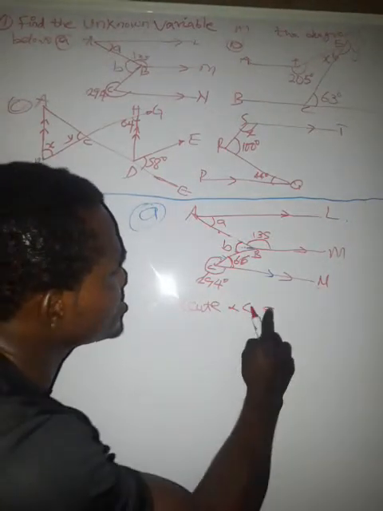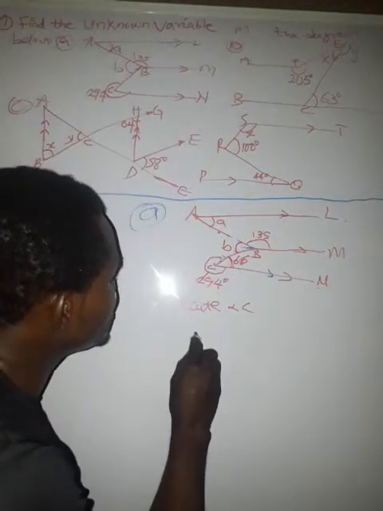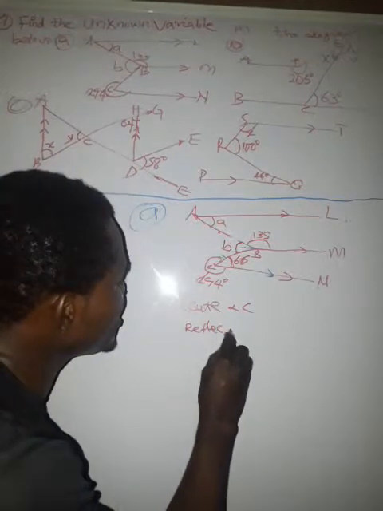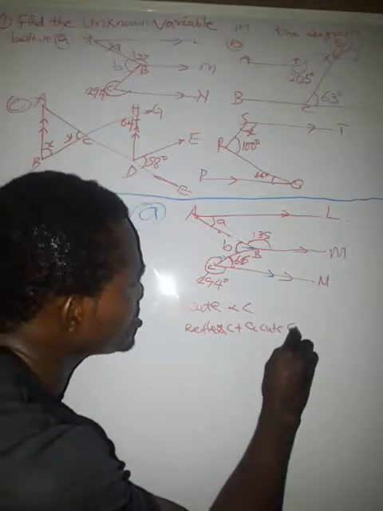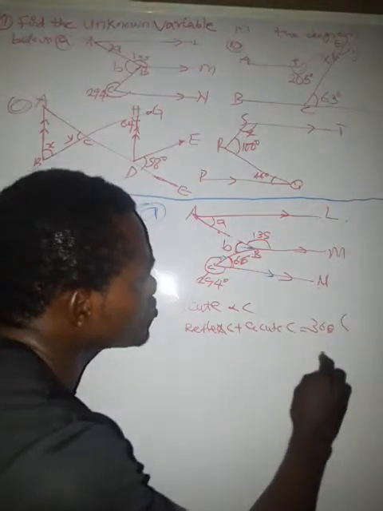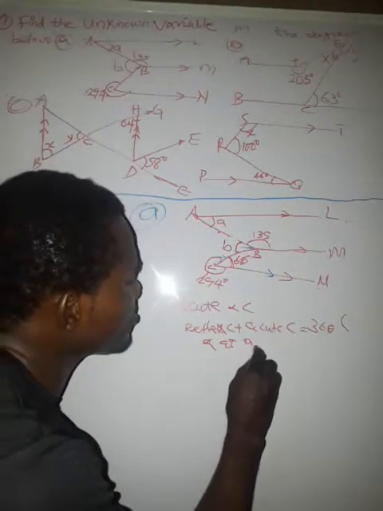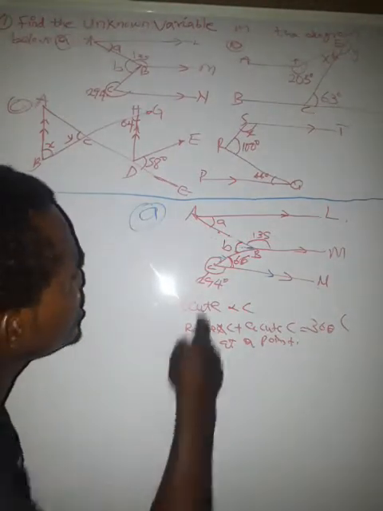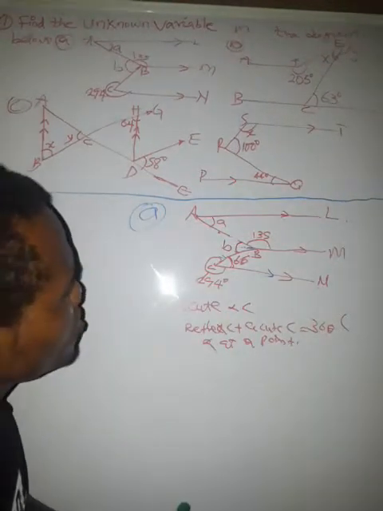So that is the acute angle at C. I'm saying the reflex C plus acute C equals 360. This is what we call angle at a point. That is the reason: angle at a point. So I'm saying that the whole angle here, this angle plus this angle, is equal to 360.